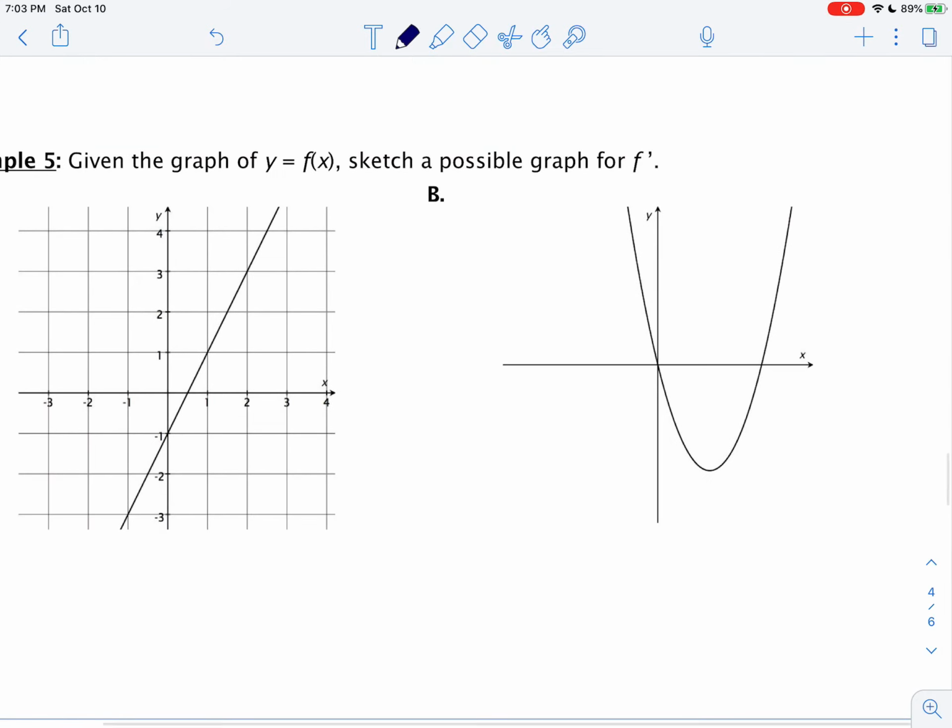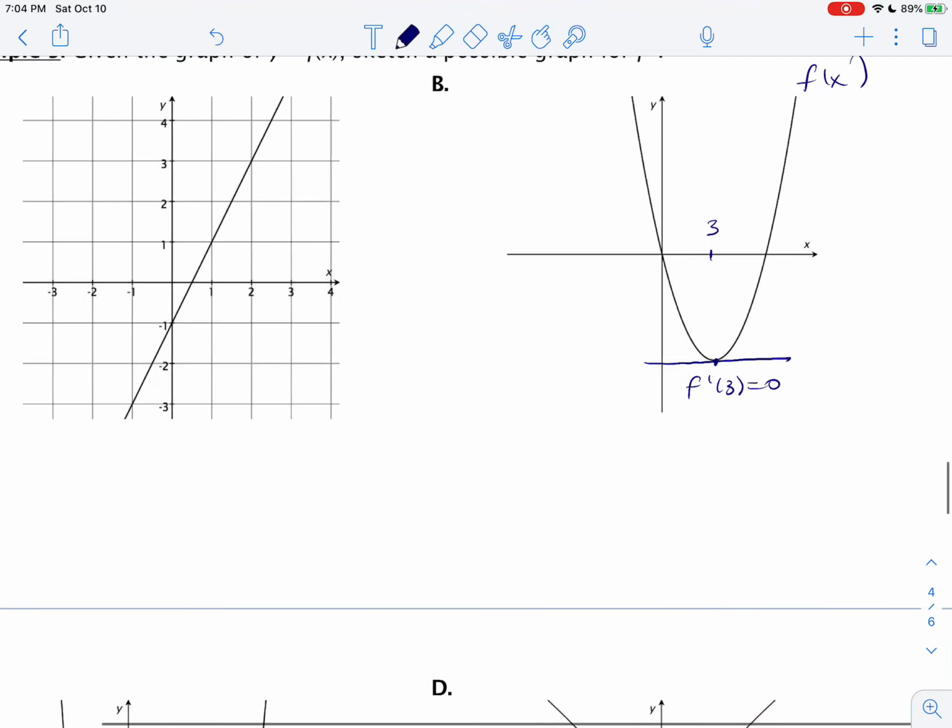In general, if this is our graph of f of x, we would want to look at where the derivative might be 0. So I see at this point here, and let's say it's at the point 3, this is where f prime of 3 is going to be equal to 0. So I could come down, and if I'm going to graph my f prime of x function, I would go to 3, and I would say the derivative there is equal to 0.